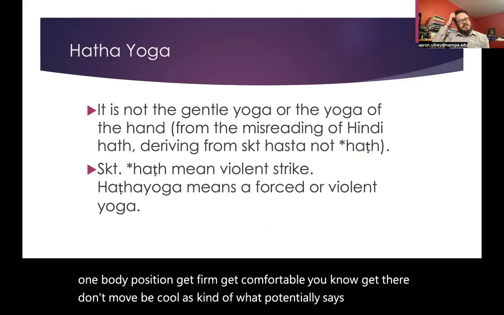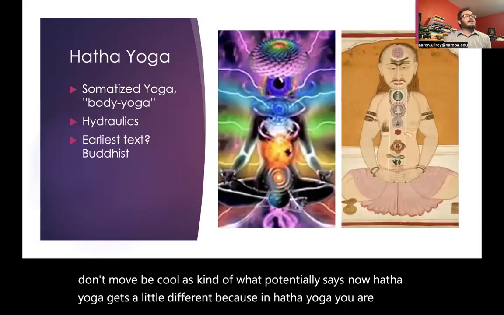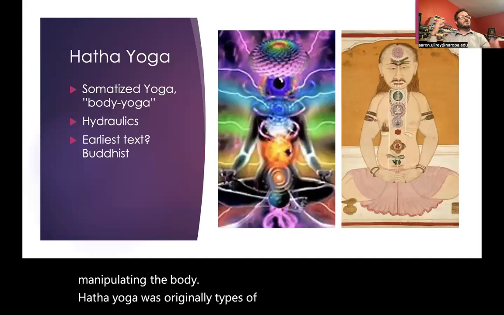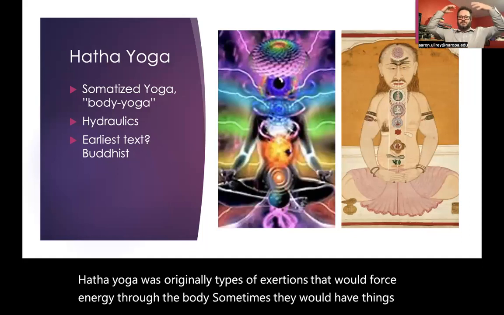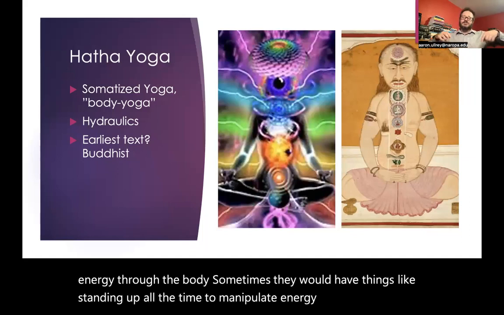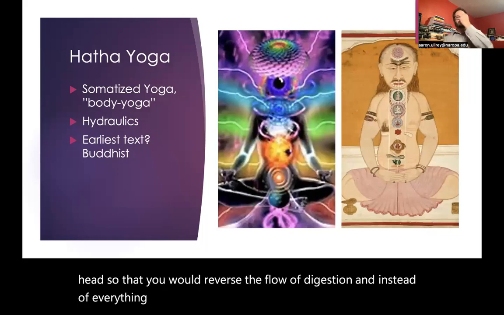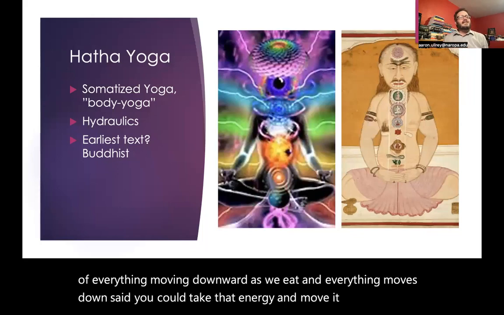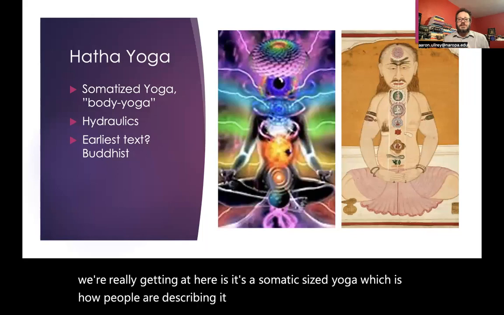Now, Hatha Yoga gets a little different because in Hatha Yoga, you are manipulating the body. So Hatha Yoga was originally types of exertions that would force energy through the body. Sometimes they would have things like standing up all the time to manipulate energy, or standing on your head so that you would reverse the flow of digestion. And instead of everything moving downward as we eat, you could take that energy and move it upward. What we're really getting at here is it's a somaticized yoga, which is how people are describing it in the most recent years.